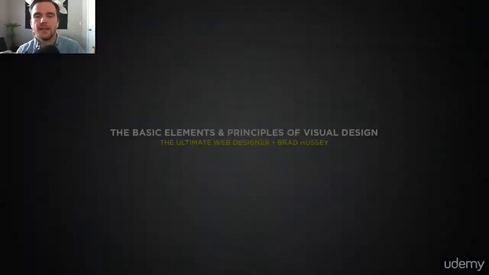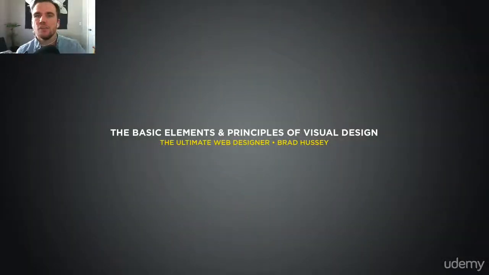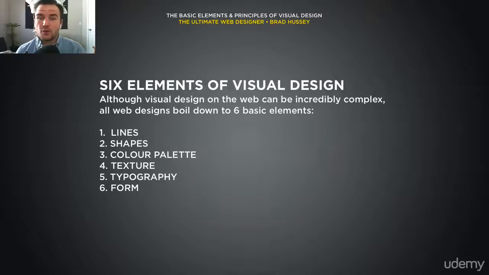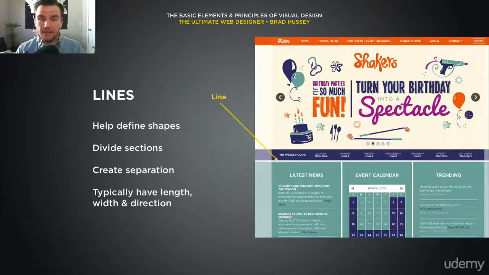Here we are with the basic elements and principles of visual design. Although visual design on the web can be incredibly complex, all web designs boil down to 6 basic elements: lines, shapes, color palette, texture, typography, and form. Lines help define shapes. They divide sections, they create separation, and they typically have length, width, and direction.